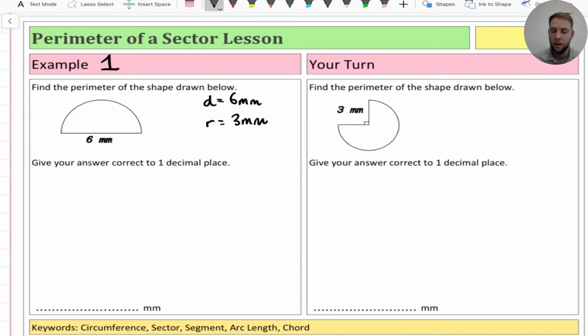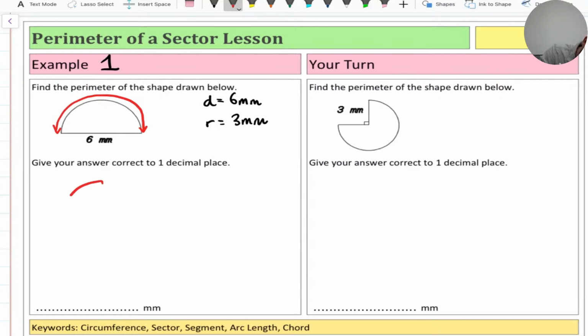Now, before I can find out the perimeter of this, the part that I need, which is going to be the tricky part, is this curved edge here. Now you might think to yourself, all I need to do is find the circumference and divide by 2. Now I'm going to show you why you can't do that.